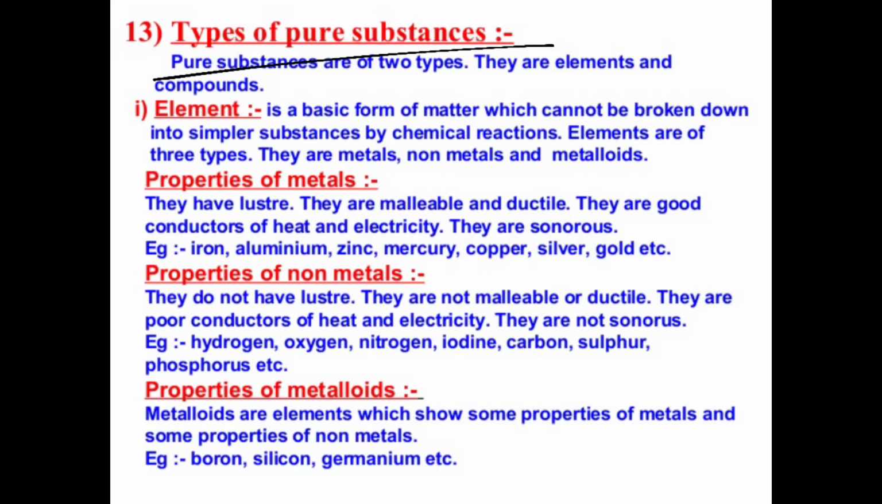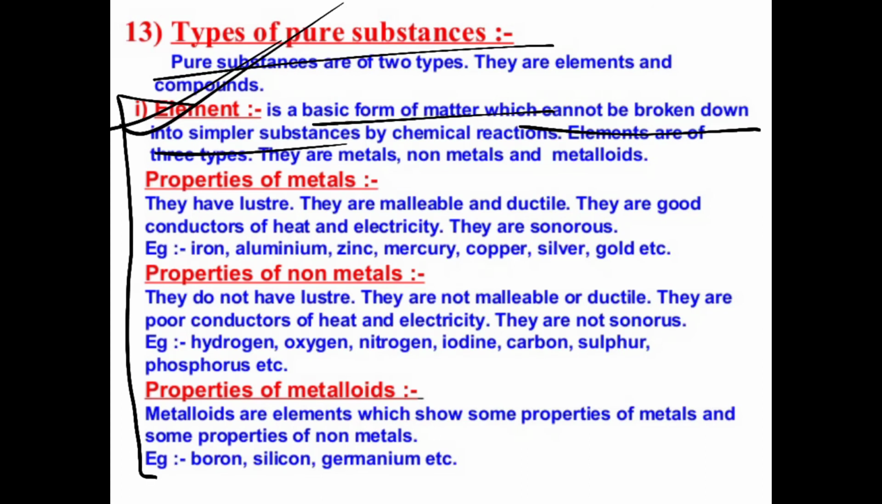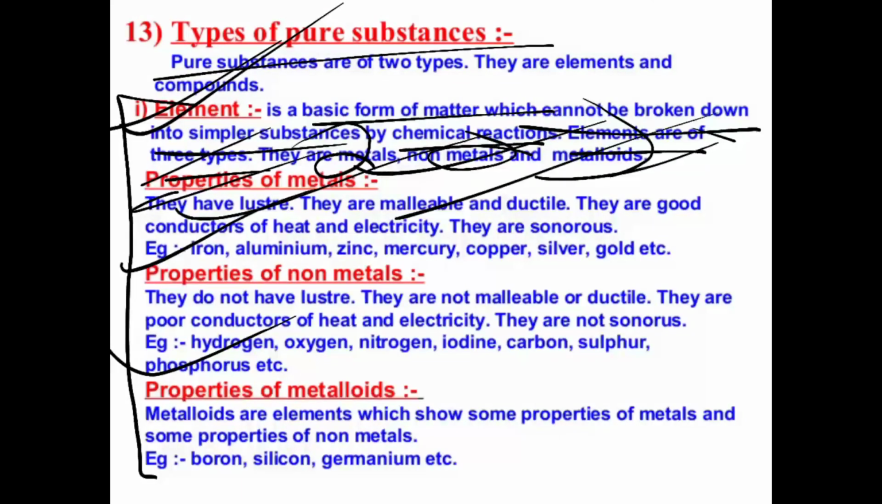Now types of pure substances. I have already told you that elements and compounds are the two basic parts of pure substances. Now let me see their properties. Elements are forms of matter which cannot be broken down into simpler substances by chemical reaction. Elements are of three types. What are they? Metals, non-metals, and metalloids. All these differ from each other. Let's study the properties of metals. Metals are malleable, ductile, good conductors of heat and electricity, and sonorous. Iron, aluminium, zinc, mercury, copper, etc. are all examples of metals.